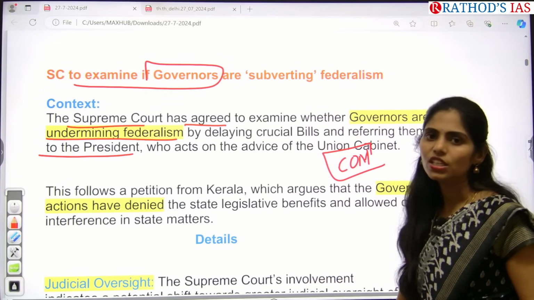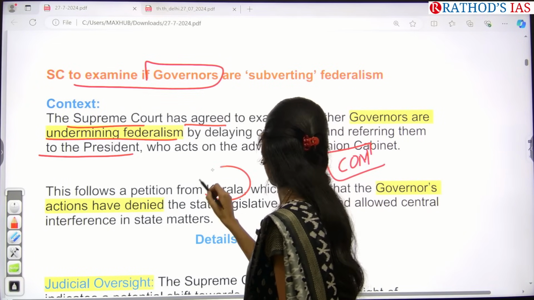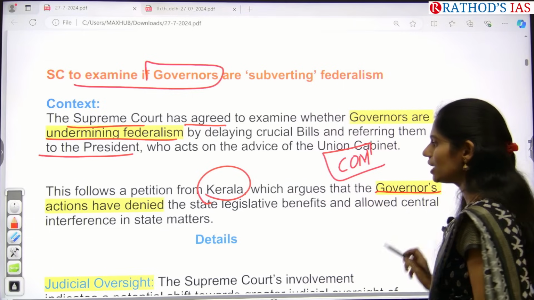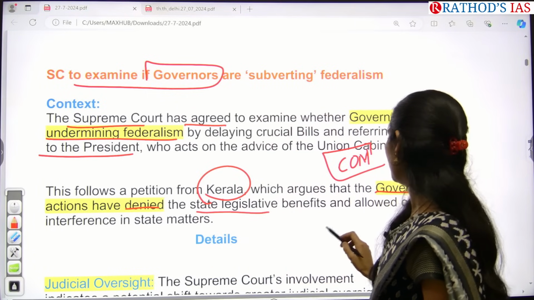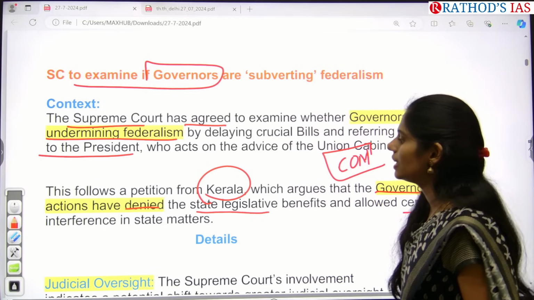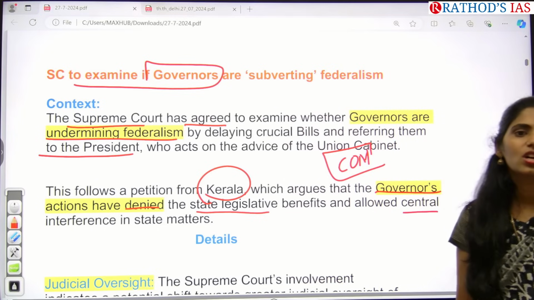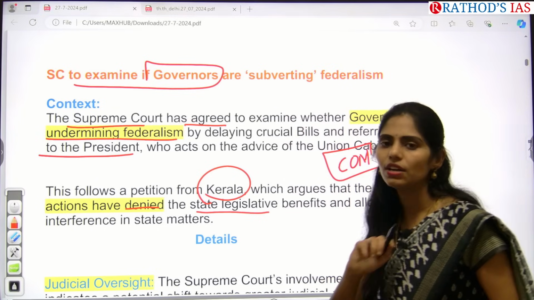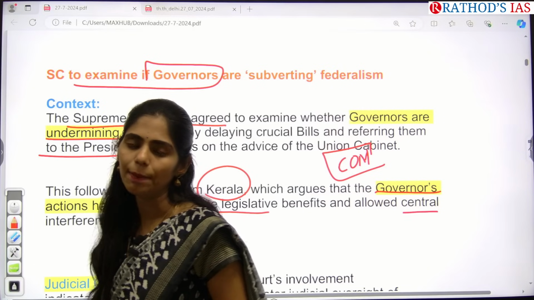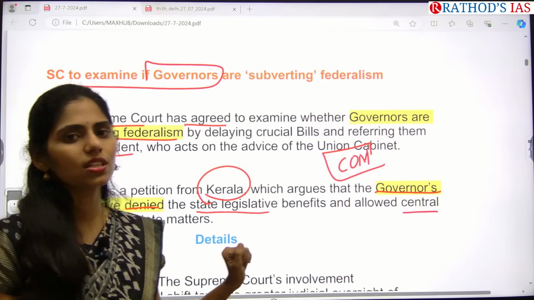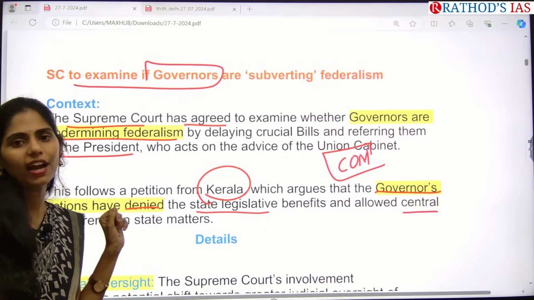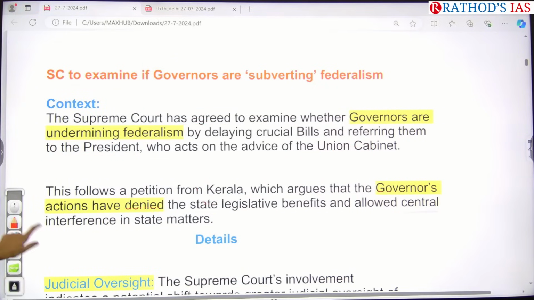Okay, now why is it in the news? Because of a petition from Kerala, which argues that governors' actions have denied the state legislative benefits and allowed central interference in state matters. So whenever the governor reserves bills for the President, what happens? Central government involvement happens in the state. This is the one petition that has been filed in the Supreme Court by the state of Kerala.